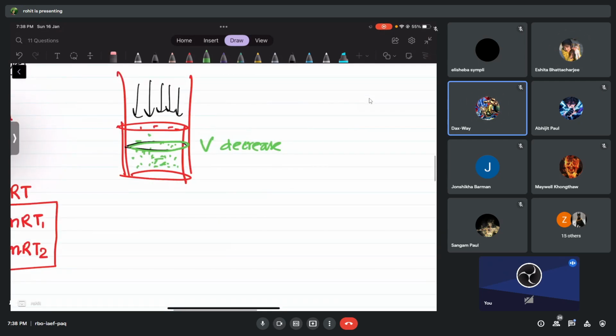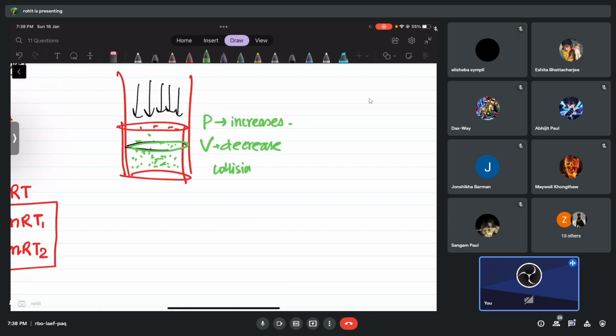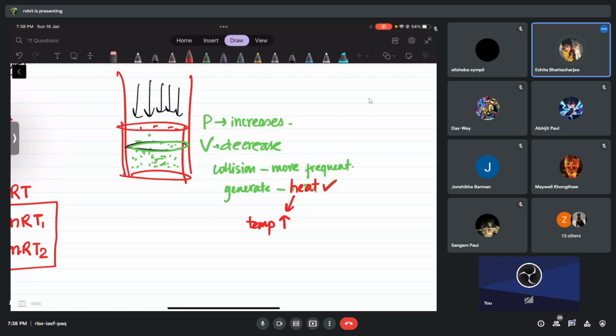Now you think and tell me. If you decrease the volume, what do you think will happen to the pressure? It has to increase. What kind of collisions are you going to get, guys? More frequent collisions between the molecules. More frequent collisions are going to generate more pressure. Collisions generate heat, and heat will make the temperature go up. The temperature will rise.